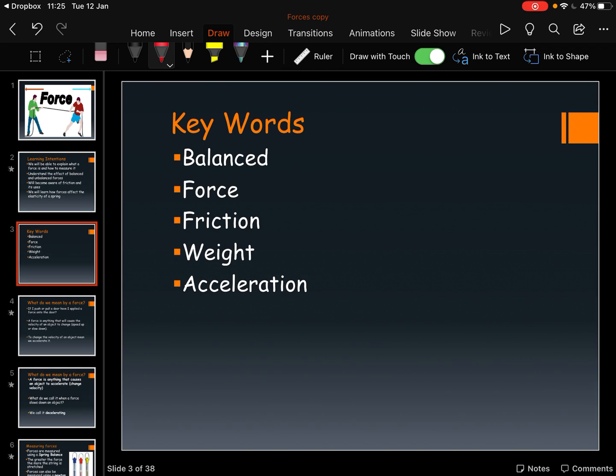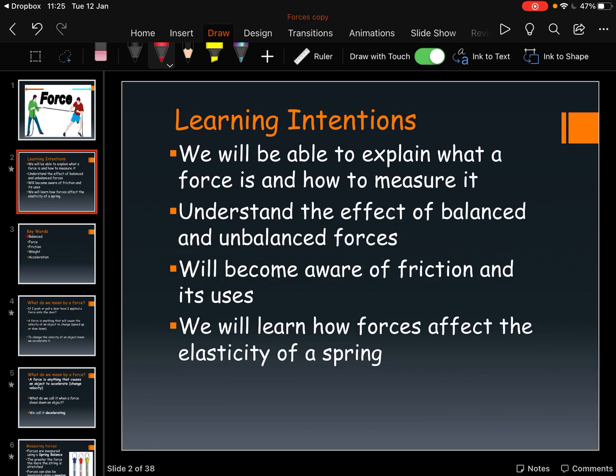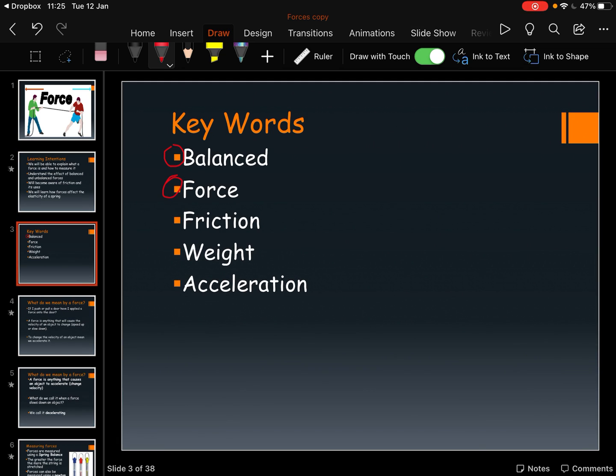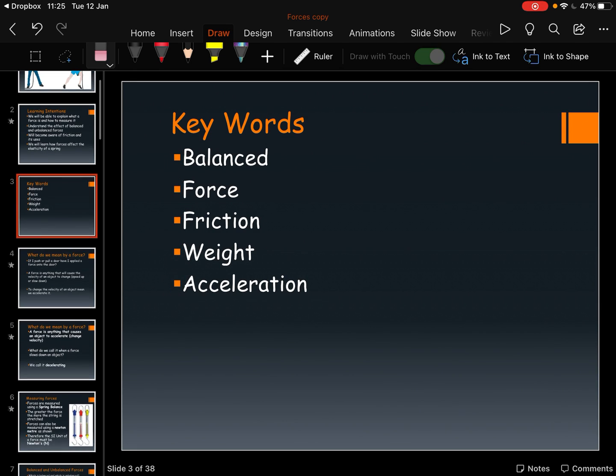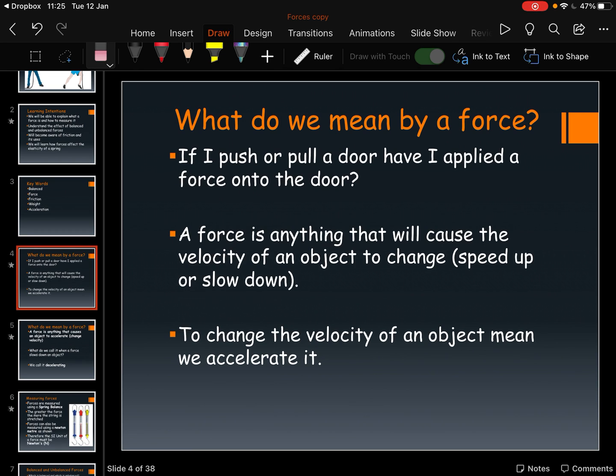Some extra keywords now that we're going to get are balanced. So again, take down all the learning intentions, take down all the keywords: forces, friction, weight, and of course acceleration. So we've done acceleration already, so you should know that one, okay? But we put it in here anyway because there are keywords in this topic. All right, let's move on to the first thing.